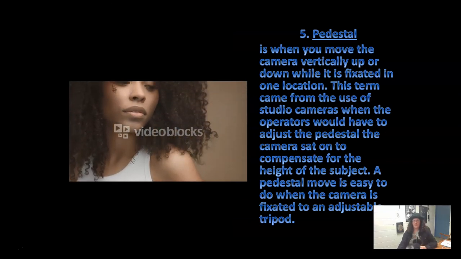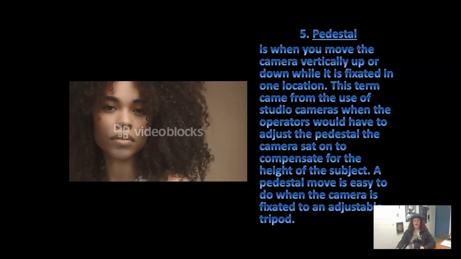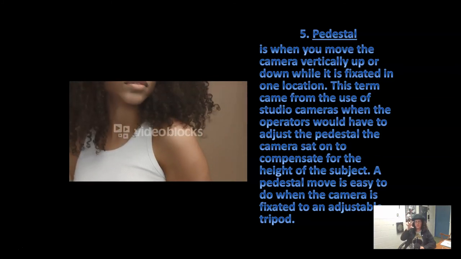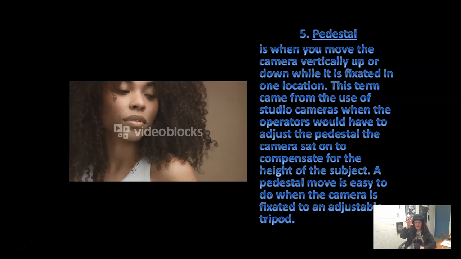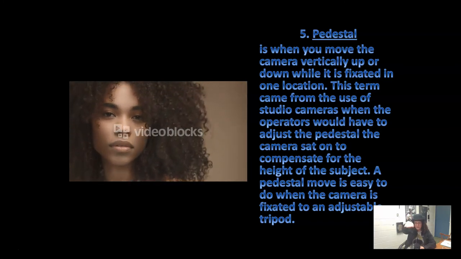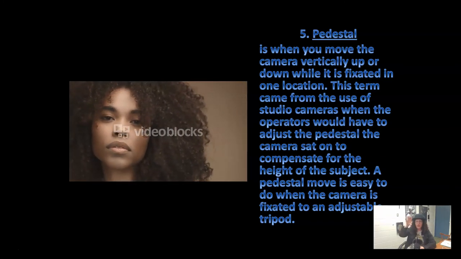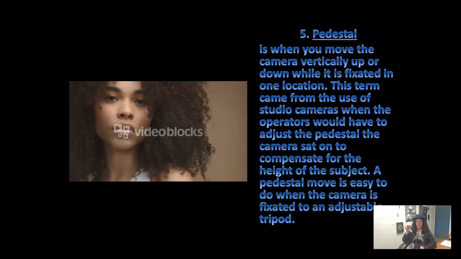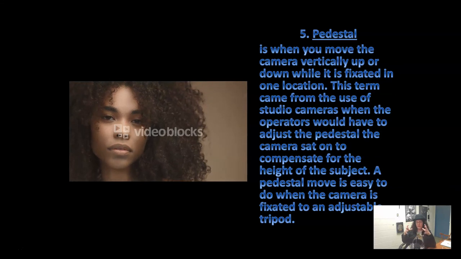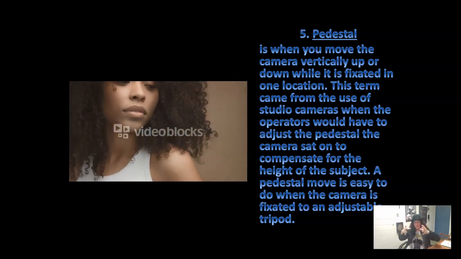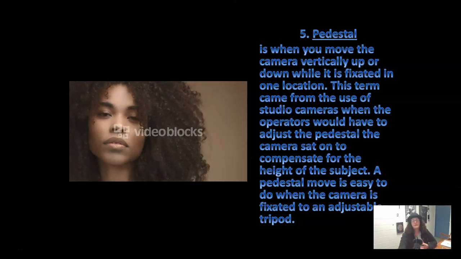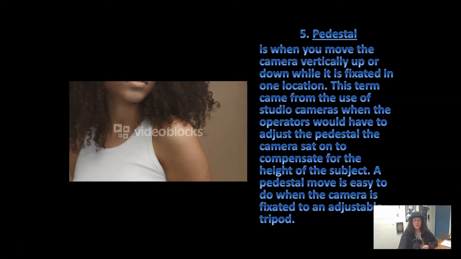Next up, we've got pedestal. This is when you actually move the camera up or down. So you physically move the camera. It is still shooting straight, but up and down. And it's called a pedestal move because they used to literally be on a pedestal that would have to be moved up and down in order to get the concept, the idea, the shot that you wanted.